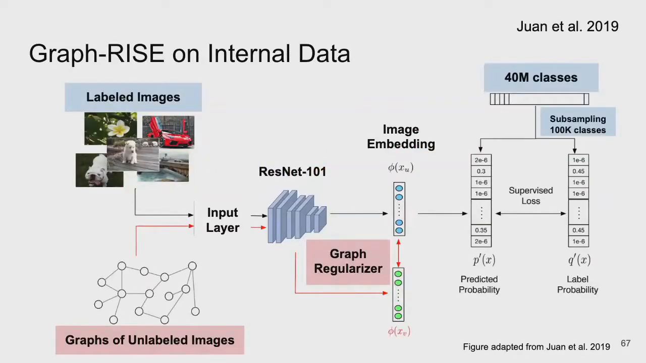In this one, what's graphs on unlabeled images? Oh, I mean, this is basically just a regressor. So you can use unlabeled images to constrain similarity between your image features. I think I'm missing something.